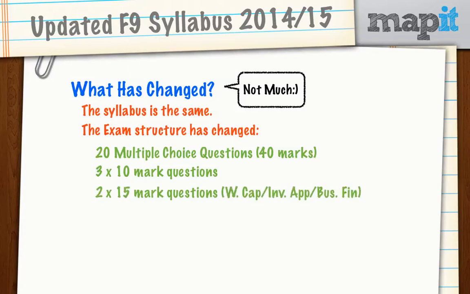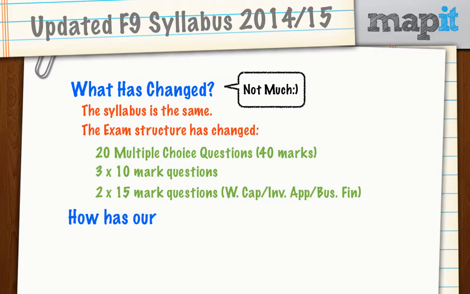Lastly then, you have 2 15-mark questions. Now, they are going to come from a specific area of the syllabus. They're going to come from either working capital, investment appraisal, or business finance. So that's weighted average cost of capital, for example. So those 2 15-mark questions will be longer and they will come from those particular areas of the syllabus. And that's it. The actual content of F9 has not changed. It's just the exam structure that has changed.